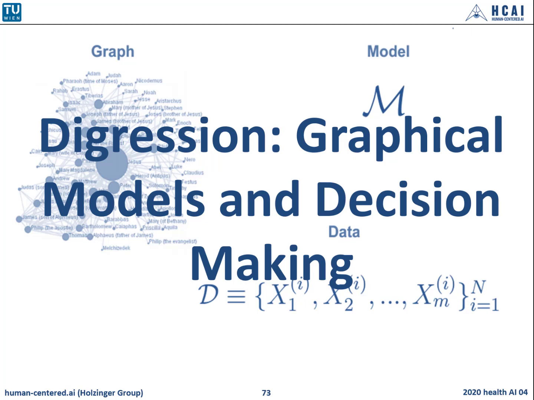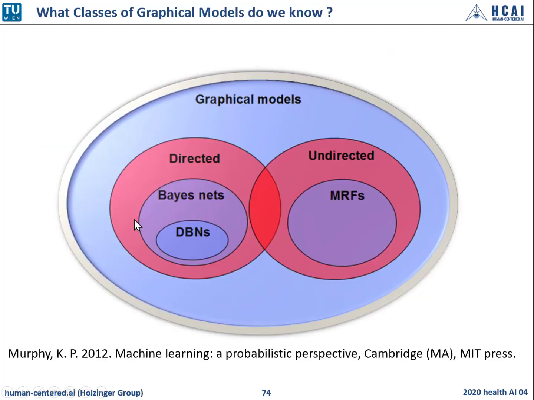So we continue with the digression about the connection of graphical models and decision making. What classes of graphical models do we know? Now it's easy for us to summarize. We know already directed and undirected graphs, and there's an overlap in the middle. You can see that here, the bright red zone. That is called a chordal graph. So this is a decomposable graph. And you have here the Markov random fields, also called Markov networks. And here it is DBN. This is dynamic Bayes nets.